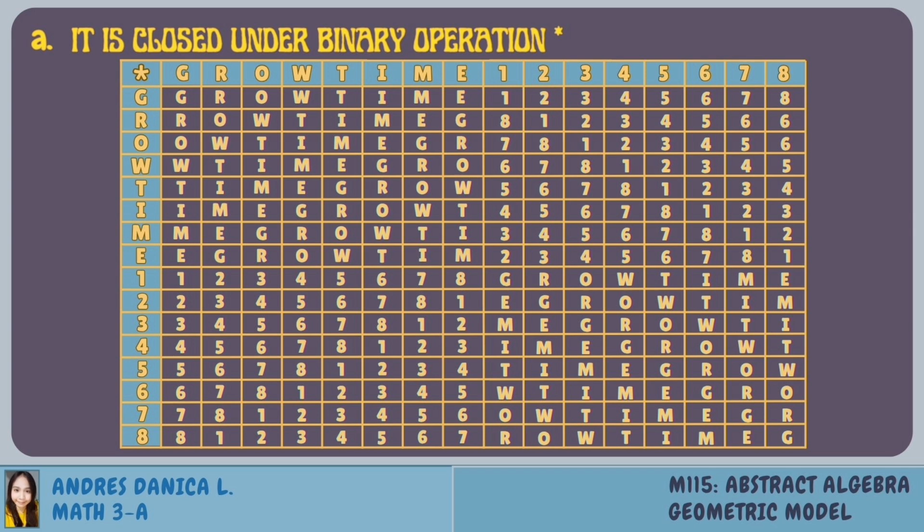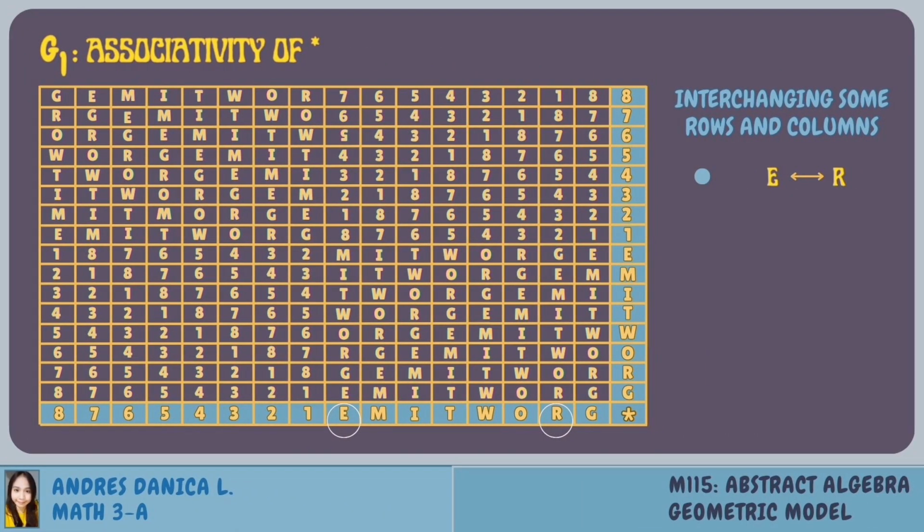G0, it is closed under binary operation star because, as you can see, the resulting elements are all in the set. Next, G1, the associativity of star. To check if the group is associative, let's rotate the group table 180 degrees. After rotating 180 degrees, let's interchange some rows and columns.